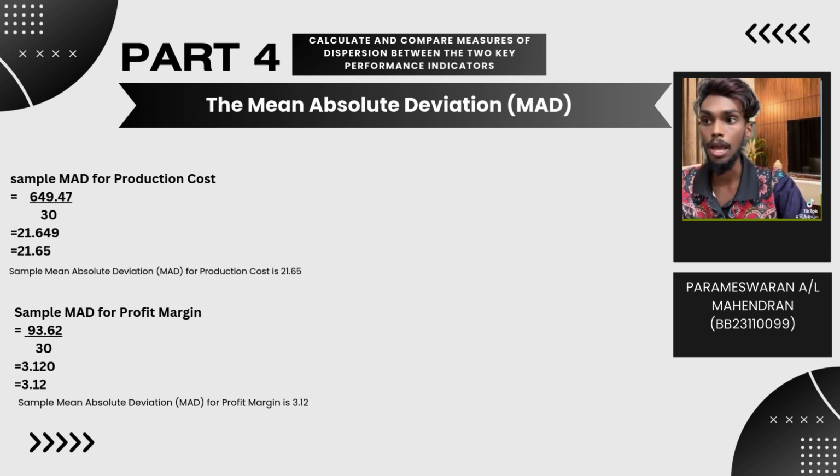So here we go. MAD for production cost, after total up, we got 649.47 divided by 30. So the answer should be 21.65. This is the MAD for production cost. So second, we have to calculate the MAD for profit margin. The formula is also the same as production cost. We take every data and then minus our mean. After that, we total up everything. So the answer is 93.62 divided by 30. So the answer should be 3.12 after rounding off. This is the MAD for profit margin.